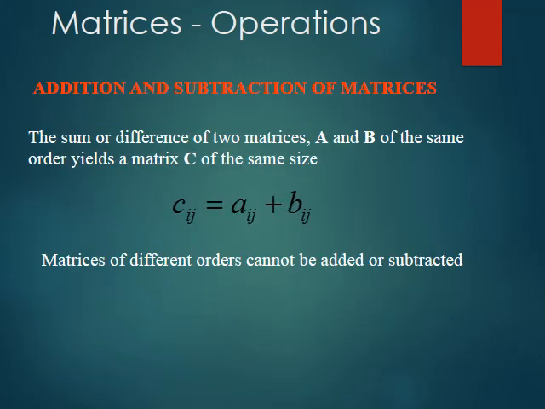Now addition and subtraction of matrices. We can find the sum and difference of two matrices having the same order only. The two matrices can be added by adding their corresponding elements.